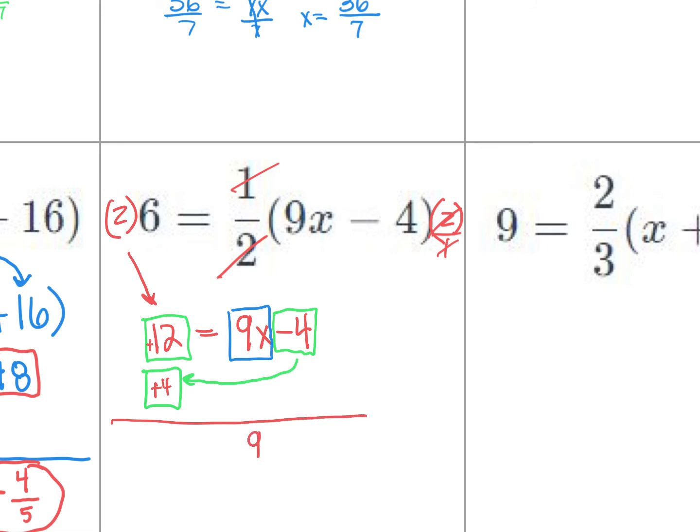So I've got 9x equals 16. Last step, to get rid of this 9, I've got to divide by 9. X equals 16/9.